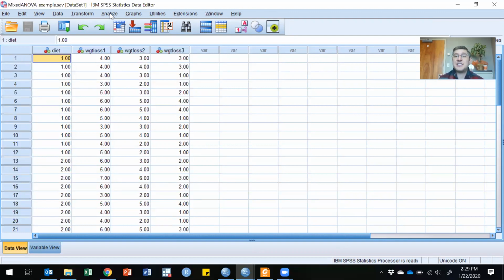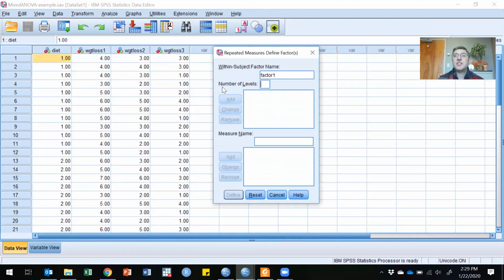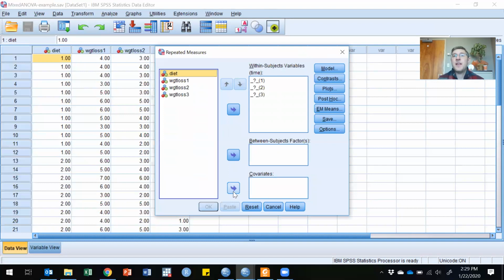So to run this analysis, it's very similar to the repeated measures analysis. It's Analyze, General Linear Model, Repeated Measures. We'll click on it. We have to name our repeated measures or within subject variable. I'm just going to call it time. We need to say the number of levels. It has 3 levels. We'll add it. If we had any more within subject variables, we'd add them here. We would click on define.